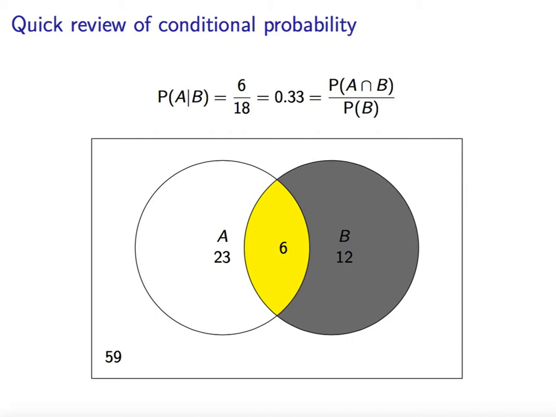This is equal to the probability that both A and B occur divided by the probability that B occurred. And this formula is often called Bayes' rule. So probability of A given B is equal to the probability of A and B, or the intersection of A and B, divided by the probability of B.